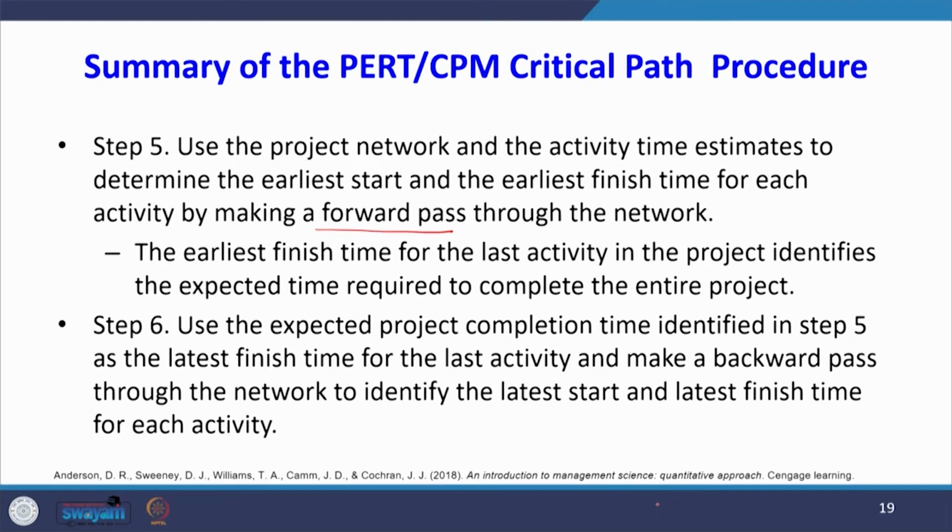Step 6, use the expected project completion time identified in step 5 as the latest finish time for the last activity. Then make a backward pass through the network to identify the latest start and the latest finish time for each activity. So, by fixing the latest finish time for the last activity, from there we use the backward pass to find the latest start time and latest finish time for all the activities.